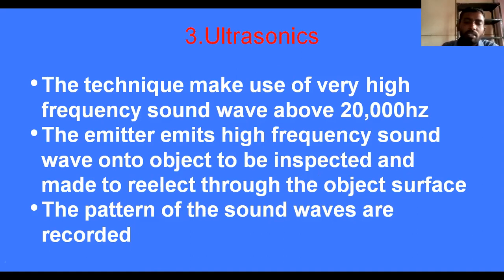Why? Because it does not contact the object. It sends sound waves to the object, the object receives the sound waves and reflects some waves. The ultrasonic machine receives the reflected waves, records them, and shows the quality of the object. So this one we call ultrasonic inspection methods.